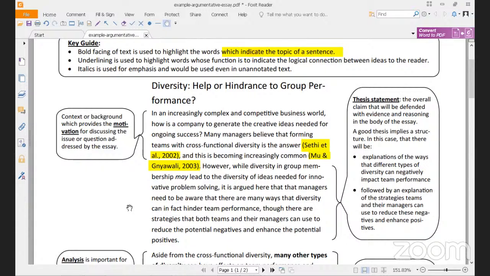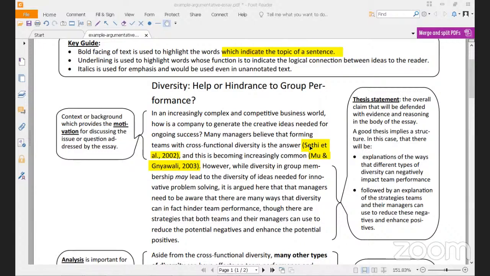However, while diversity in group membership may lead to the diversity of ideas needed for innovative problem solving, it is argued here that managers need to be aware that there are many ways that diversity can in fact hinder team performance. So there are strategies that both teams and their managers can use to reduce the potential negatives and enhance the potential positives.